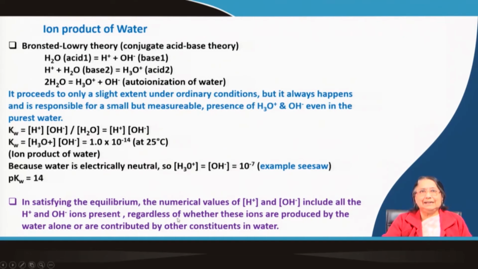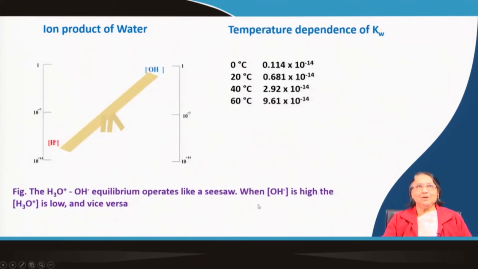This is just like a seesaw. We all played on a seesaw in our childhood days. Some child sits here and another child sits there, so sometimes it goes down, sometimes it goes up. But you can see the scale here, this is 1 and this is 10 to the minus 14. If the OH- ion concentration is 1, then the H+ ion concentration must be 10 to the power minus 14.